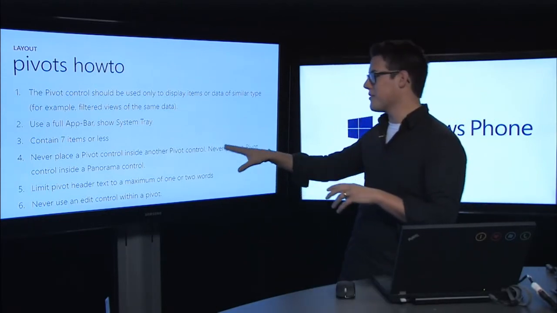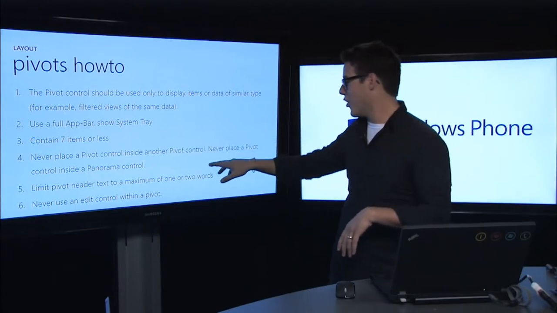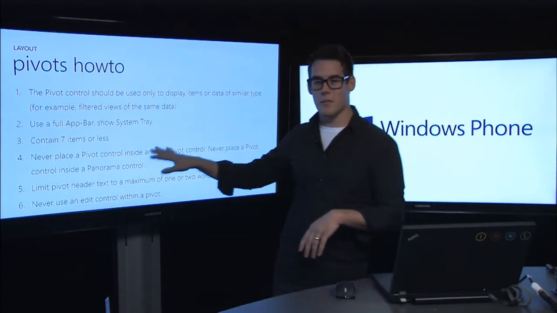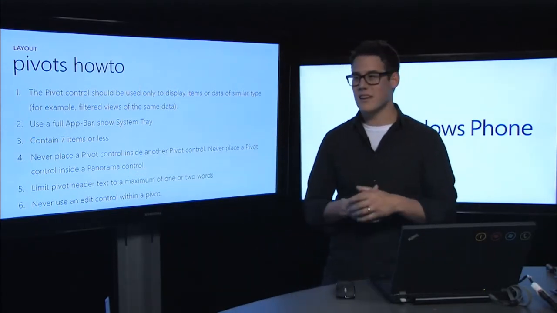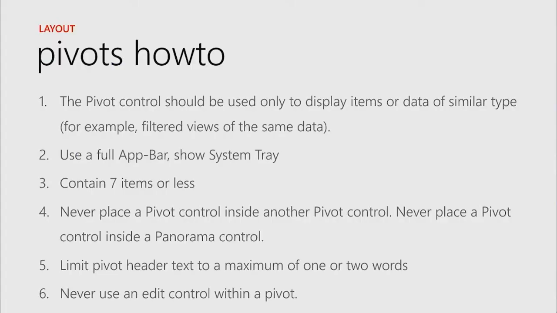Never place a pivot control inside another pivot control, or inside of a panorama control. These aren't meant to be nested. Another thing to note: don't put controls that require gestures inside of them either, because they're going to get confusing to the user. They're going to try to use the slider and the pivot will work, or vice versa, they'll be trying to use the pivot and they'll accidentally hit the slider.